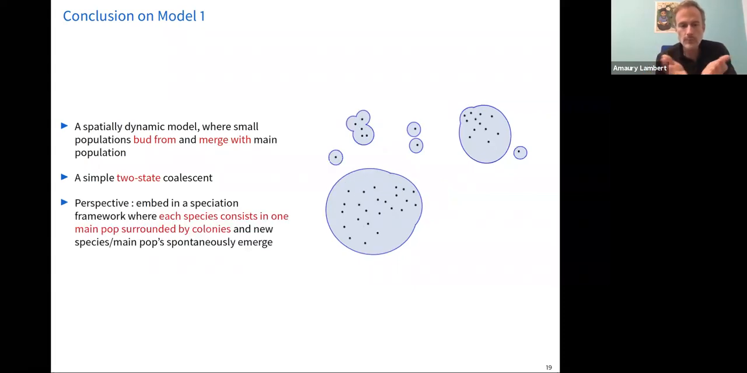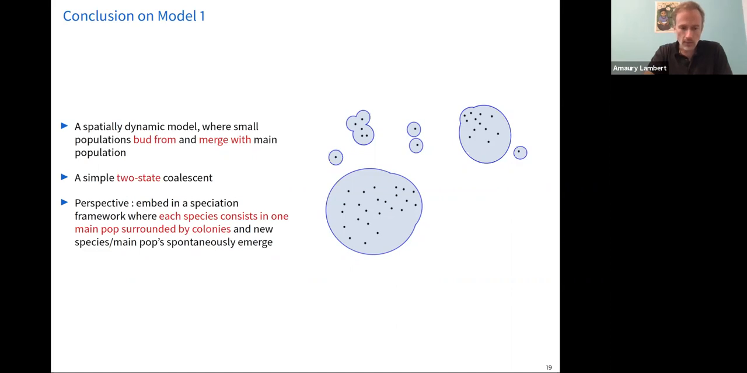So the perspective for this model, of course, is to embed it in a speciation framework where each species consists of one main population surrounded by colonies, and you have several copies of these systems. But you need to have new species with main populations and small colonies spontaneously emerge from that system. And actually, we didn't find a way of doing that which is biologically realistic. So we're stuck here with this class of models with Chunhua, but I would be interested if you have any ideas to do that.